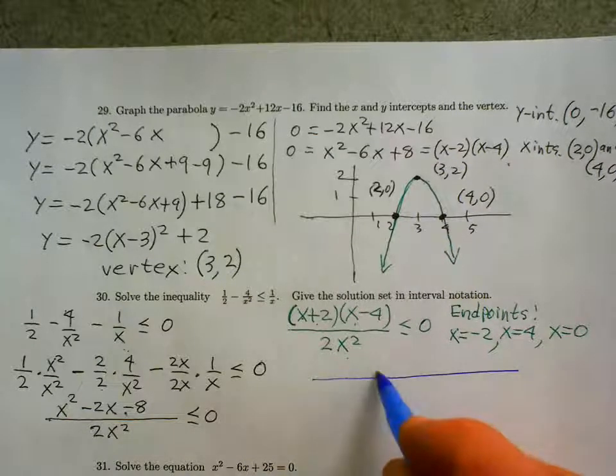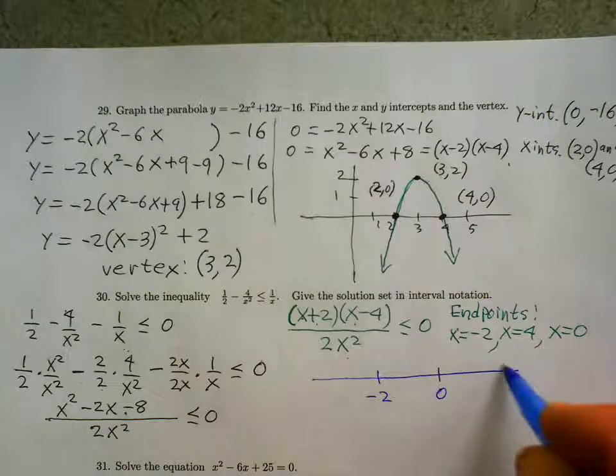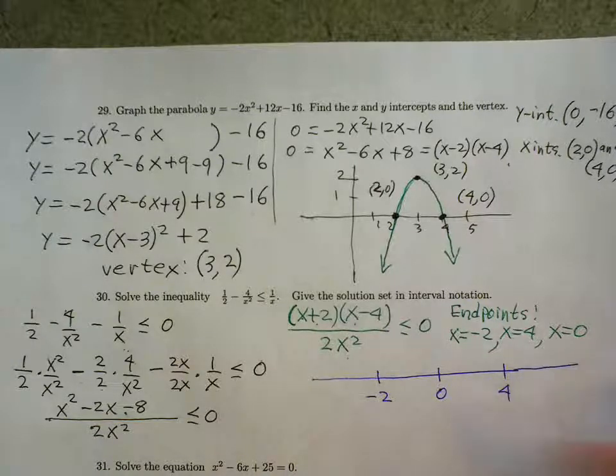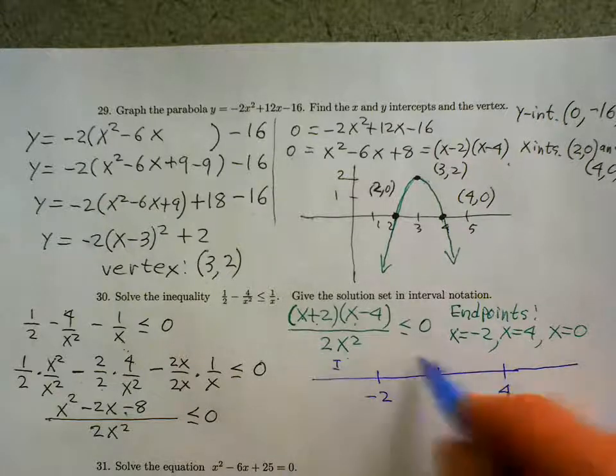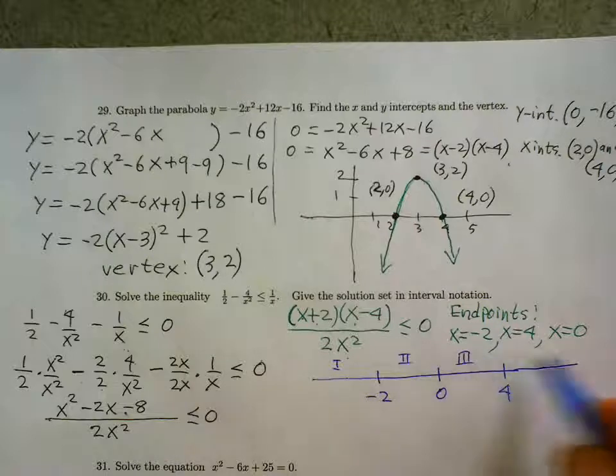So on the number line, -2 is to the left of 0, which is to the left of 4. So we have 4 intervals to test.